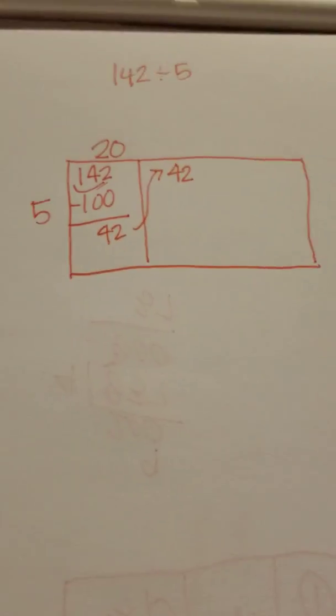Now, the kids can come up with different numbers. If they came up with 10 here and subtracted 50, that's okay. They can do 10 2 times. All we're going to do is, no matter which numbers we decide to work with, they're all going to add up and give us the same answer.